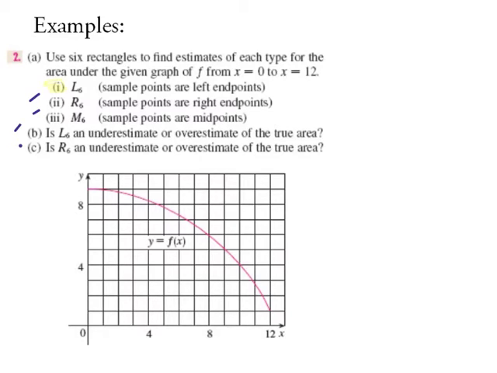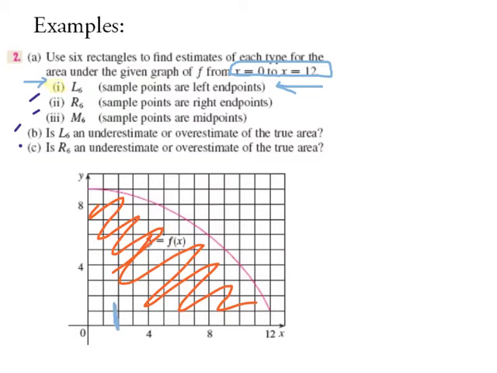Okay, right now you're going to need your calculator. What we're going to do, this is number 2 from your book, from Stewart. You want to use 6 rectangles to find estimates of each type for the area under the given graph. So in other words, we're trying to estimate this area. Now I better pick a different color to draw my rectangles. What we want to do is realize that between 0 and 12, we want to use 6 rectangles, and we want the heights to be left endpoints for this one, for Roman numeral 1.